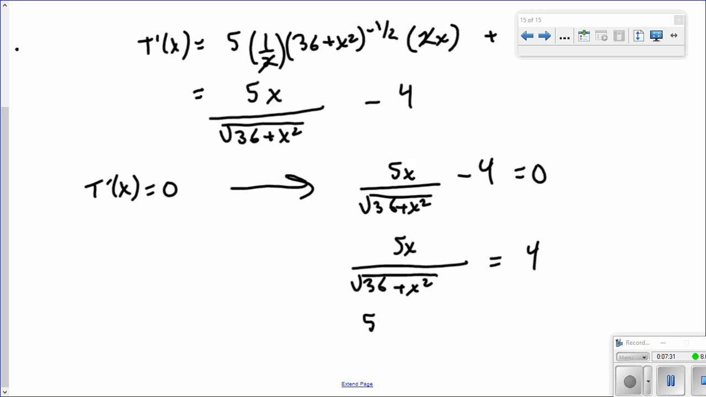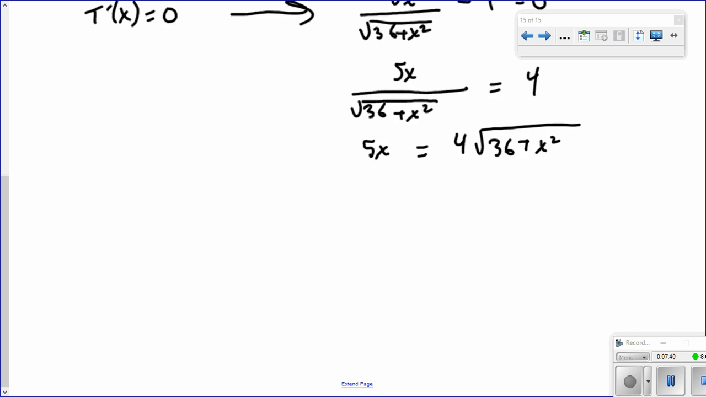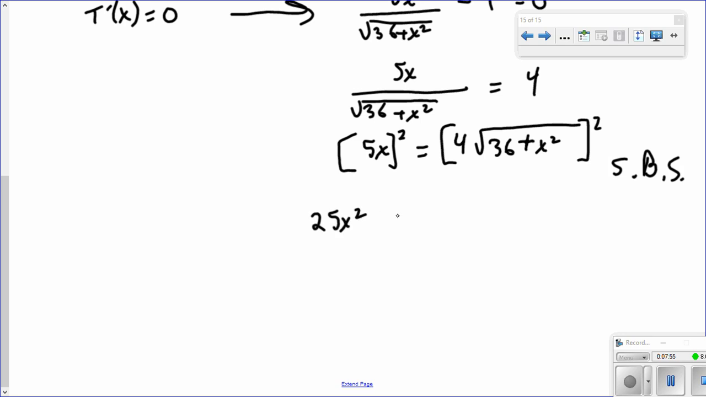Cross multiply. And then square both sides. A lot of techniques we've already seen. Okay, so square both sides. That means I've got to square this, and I've got to square this. So when I square 5x, I've got 25x squared. And when I square the other side, I've got 16, and then whatever's underneath the radical expression here, 36 plus x squared.